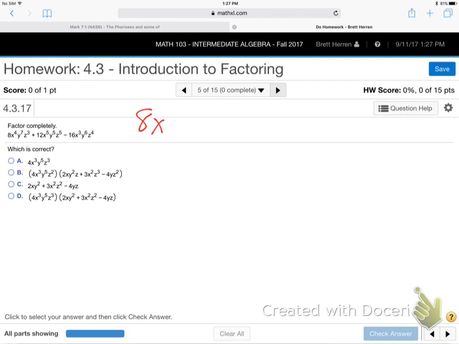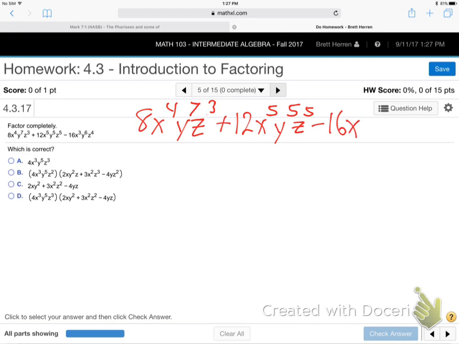Okay, so we have 8x to the 4th, y to the 7th, z to the 3rd, just a bunch of letters, plus 12x to the 5th, y to the 5th, z to the 5th, minus 16x to the 3rd, y to the 6th, z to the 4th. All right, so give it a try. So big old parenthesis. Put in the front whatever's in common.